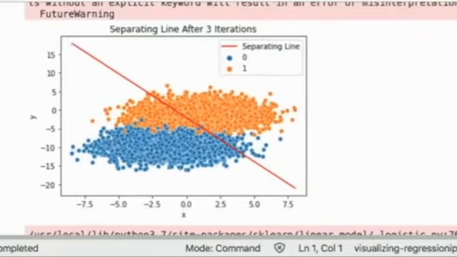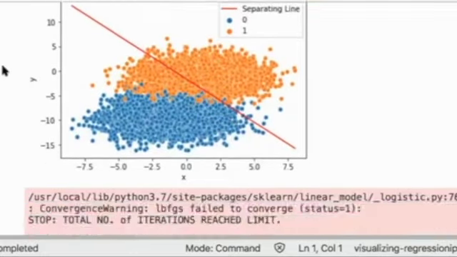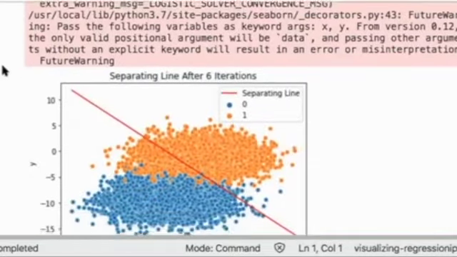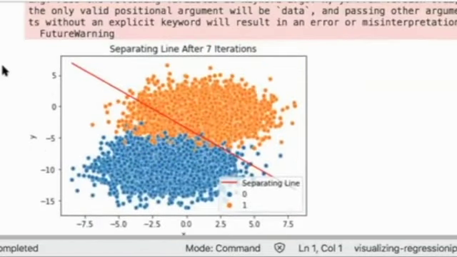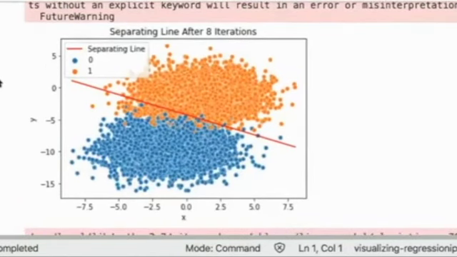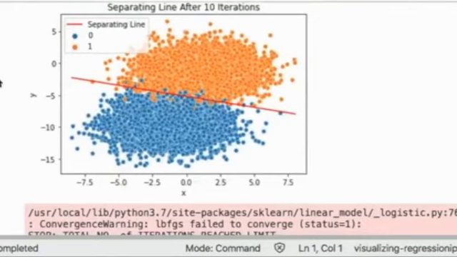Now this still is not a good line. It's tried 3 times, and we still have a pretty bad line. It's making small adjustments each time. Because it's allowed to iterate over and over and over again, small adjustments will work well enough. So after 4 iterations, after 5 iterations, notice this is still bad. 6 iterations, slightly better. 7 iterations, only slightly better. 8 iterations, a little bit better. Now we're starting to see some progress. 10 iterations, that's a pretty good line.